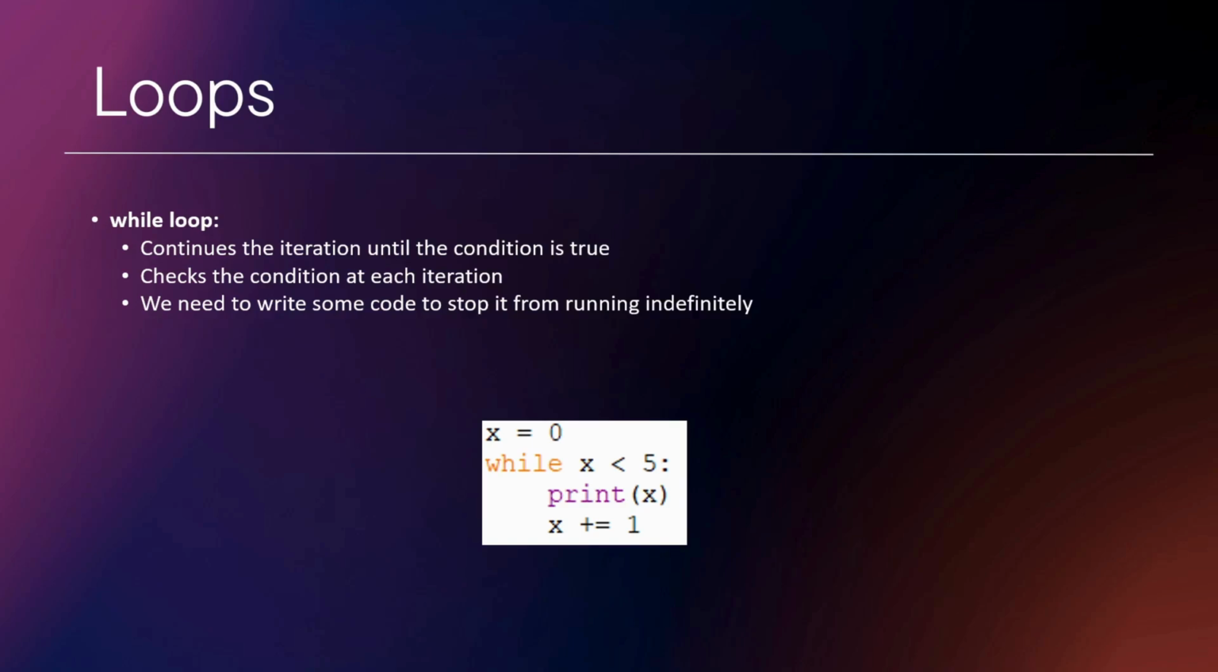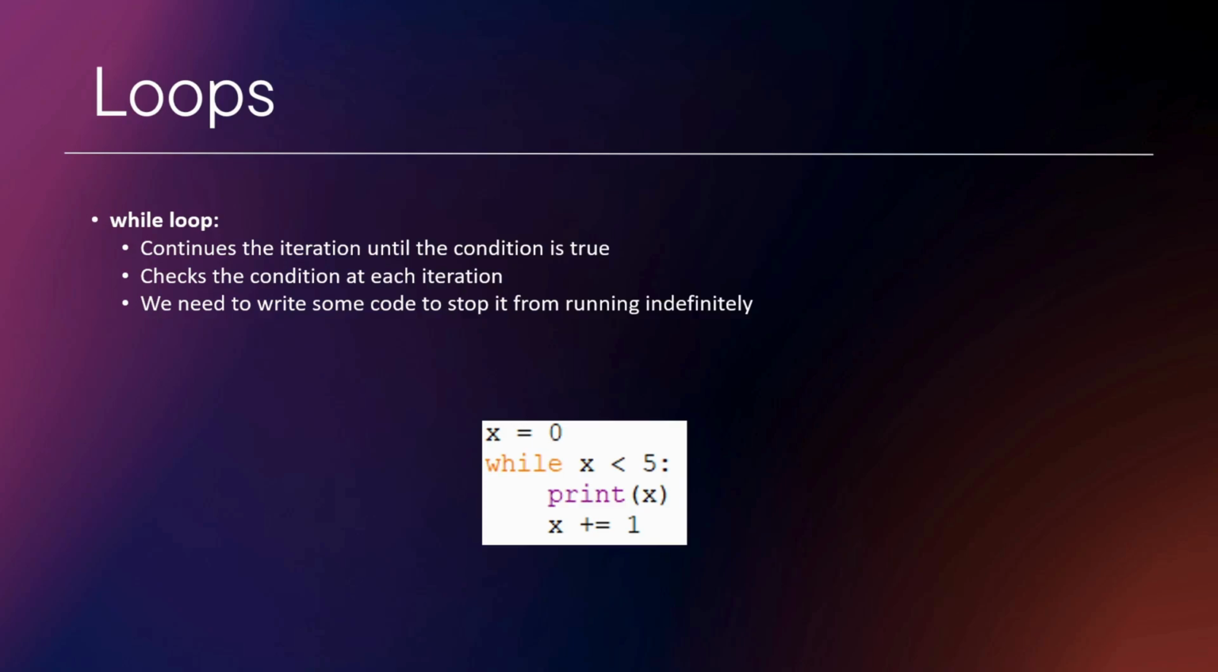We want to stop it after we have achieved our purpose. So let's say I only want to run it up till 5. So what I do is that after each iteration, I add 1 to the value of x. So after the first iteration, x plus equals to 1 is simply x is equal to x plus 1.